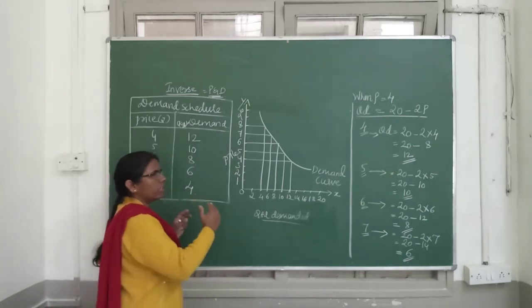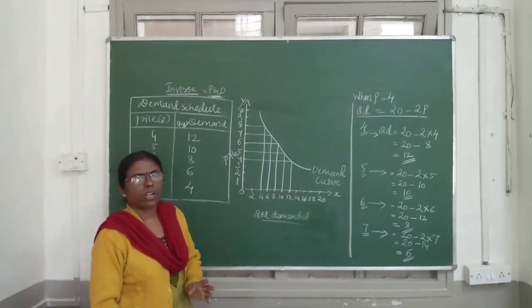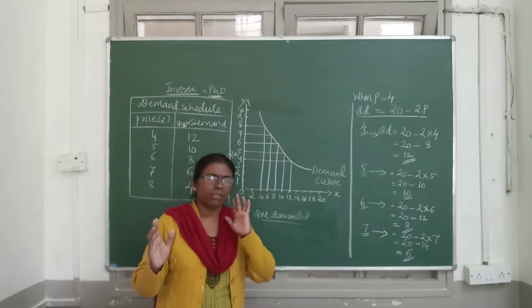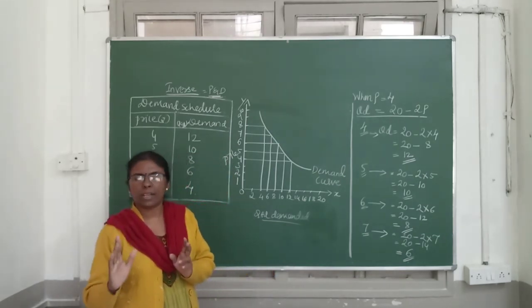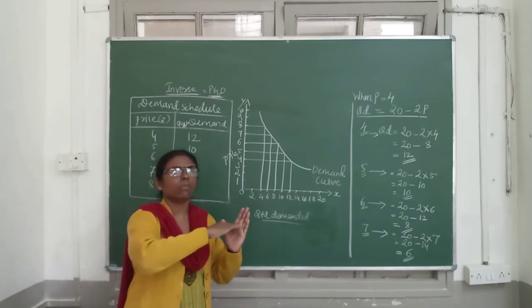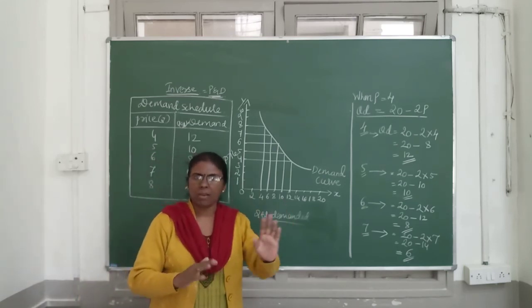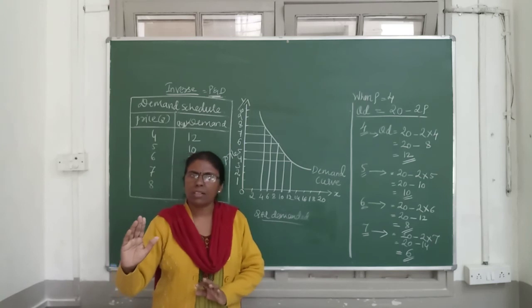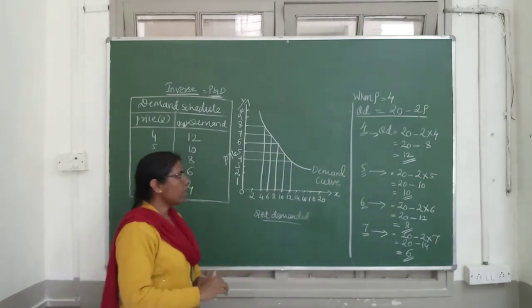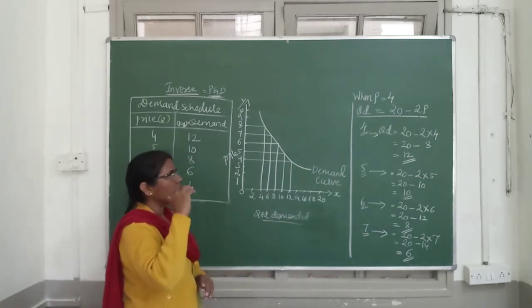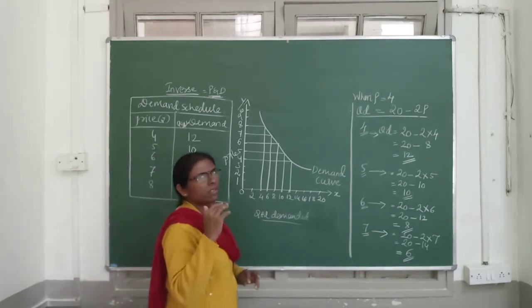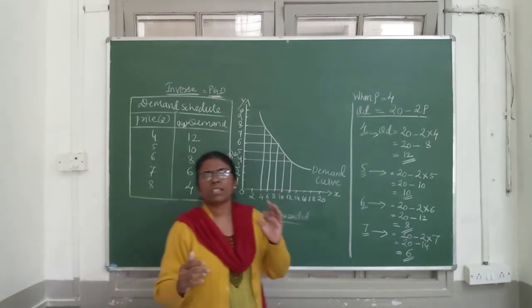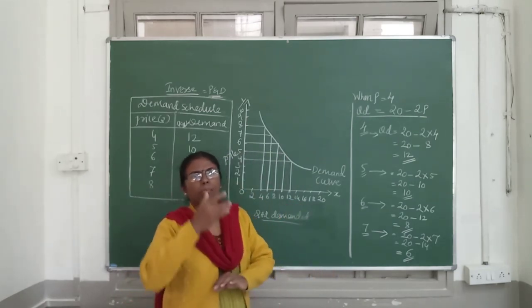When quantity demanded is a function of P, which is dependent and which is independent? Quantity demanded is dependent. It depends upon price. So price is the independent element and demand is the dependent element. And we are going to study the linear function. So quantity demanded is equal to A minus BP. A and B are constants and P varies.